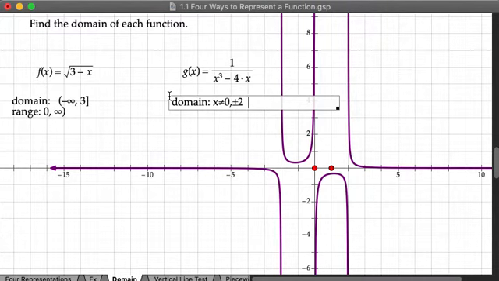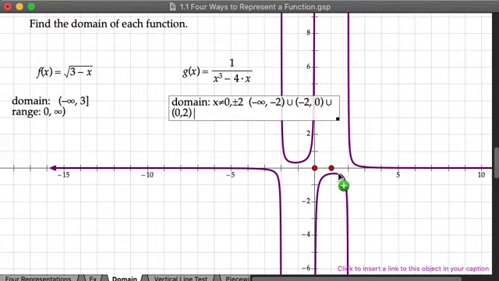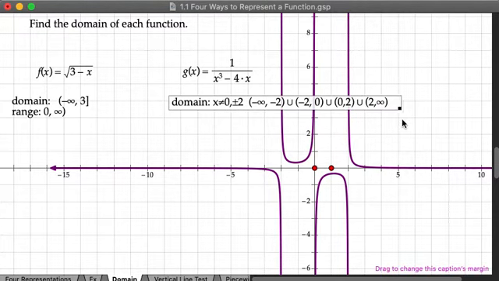So if I put this in interval notation, the things that x can be is everything from -infinity to -2, union, let me find a union symbol, there's this union, everything between -2 and 0, union, everything between 0 and 2, and then union, everything above 2, so from 2 to infinity. Okay, so that would be the domain of g.